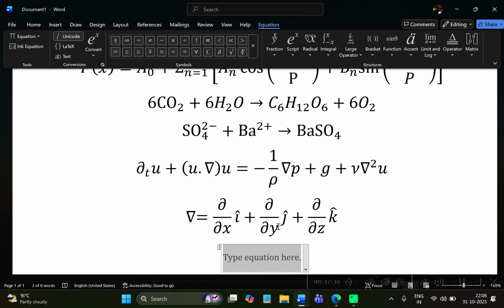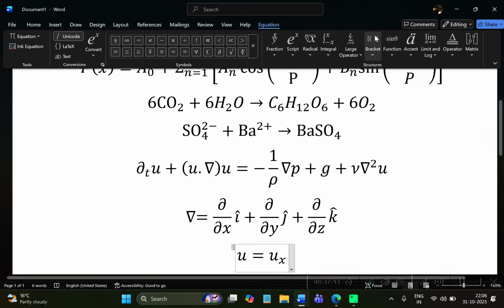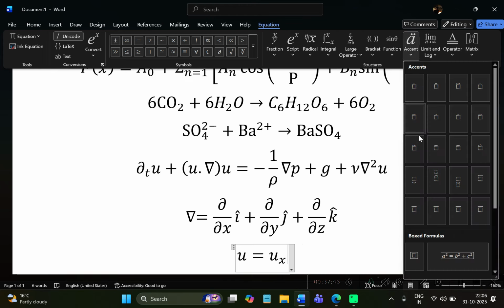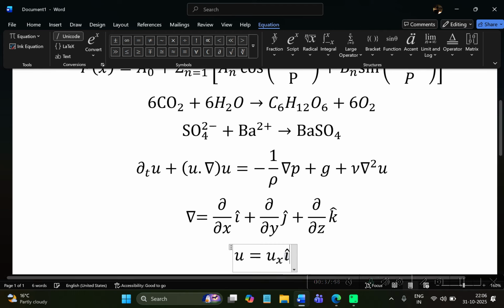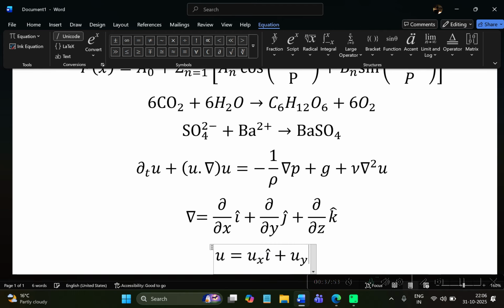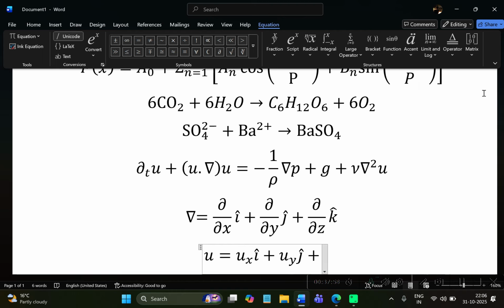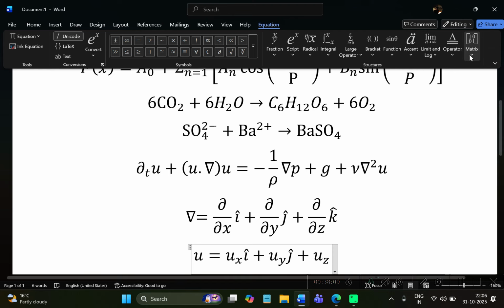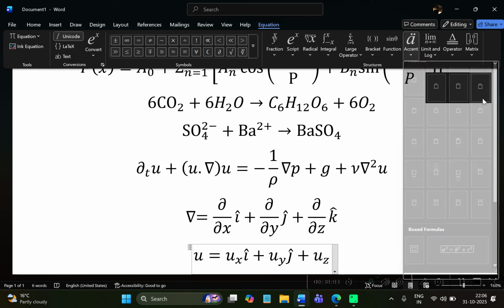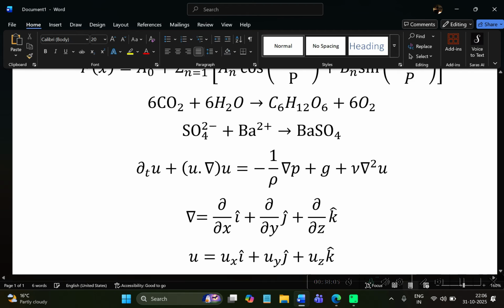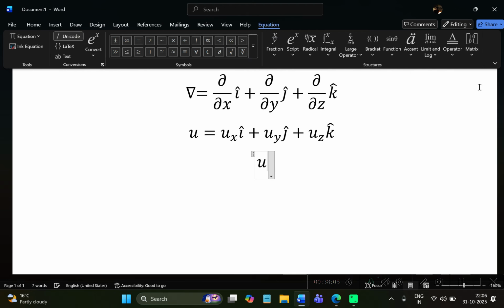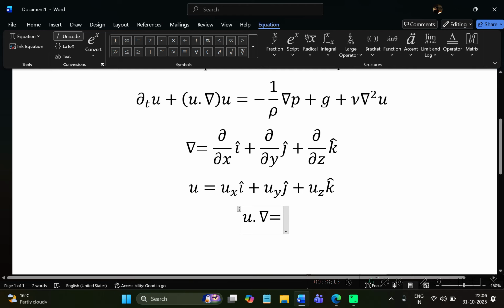So let's say what is u? u is the velocity field. So let's say u is ux i cap. Again, for i cap it's better to use this right over here, plus uy j cap plus uz k cap. So that means the dot product of u with the gradient would be what? Tell me.